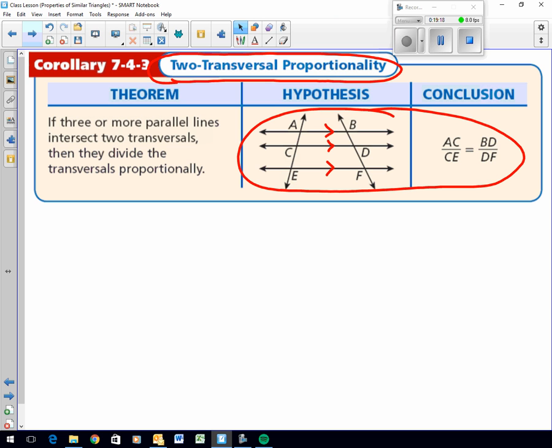I got 3 parallel lines right there. 2 transversals. Right here and right there. Okay? That means that A over C, the distance from A to C over the distance from C to E is proportional to the distance from B to D over the distance from D to F. That's what that says.